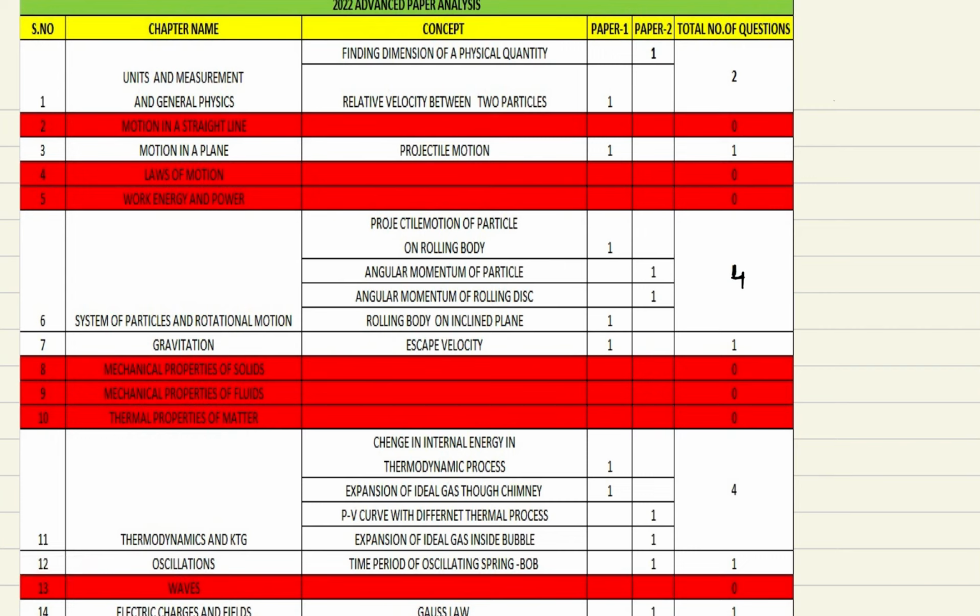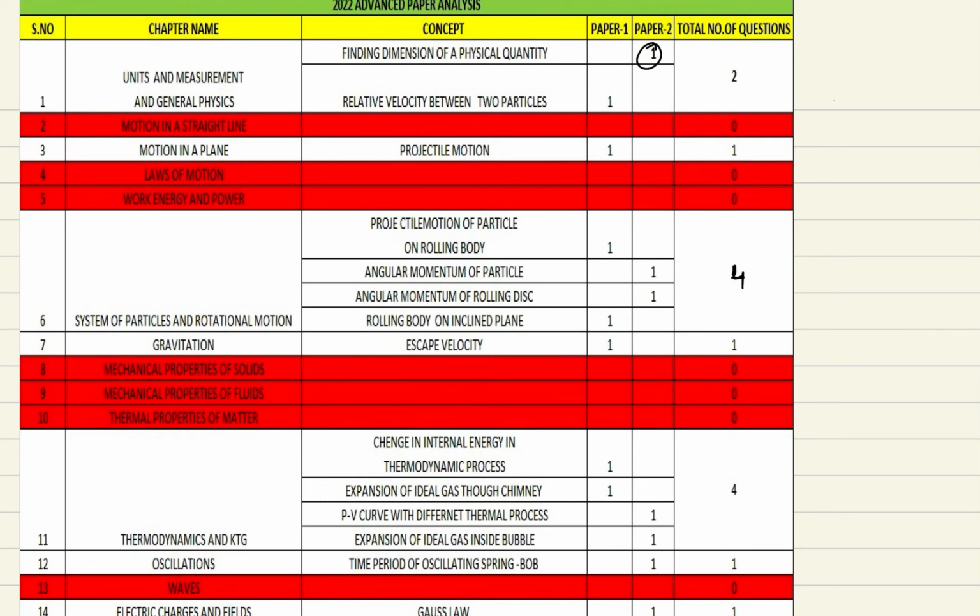From units and measurement, finding dimensions of a physical quantity, they have given one question in paper 2, and the relative velocity between two particles. In relative velocity between two particles, whenever two particles are moving in a circular path, what is the relative velocity between them? And when two projectiles are projected, what is the relative velocity between two particles?